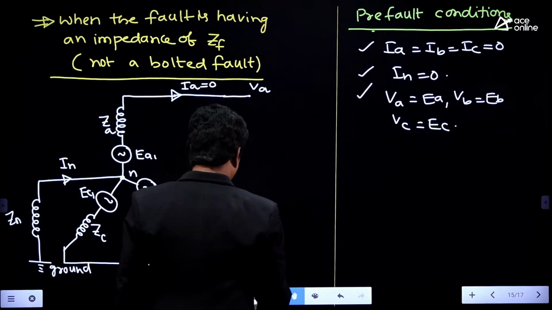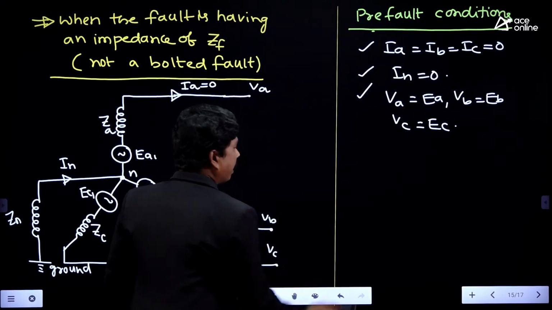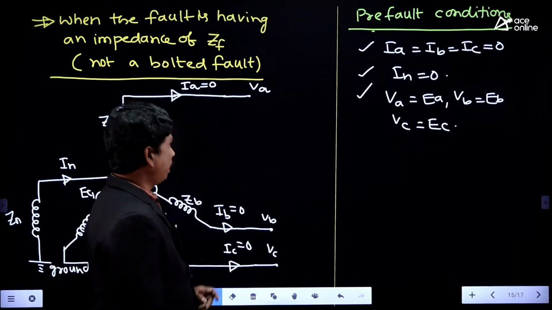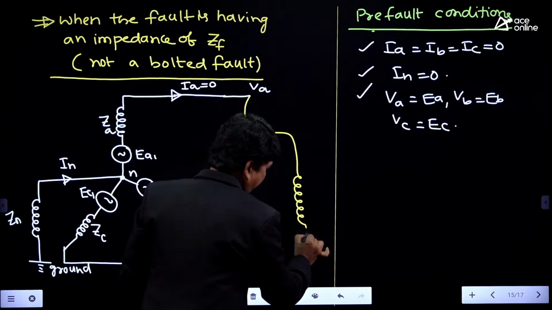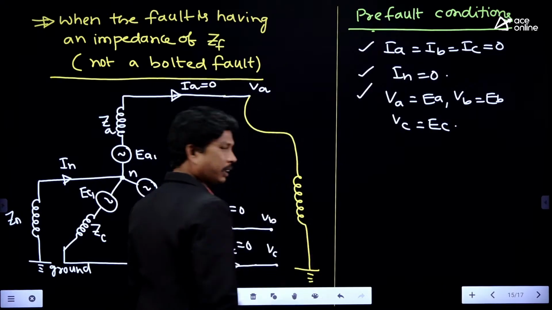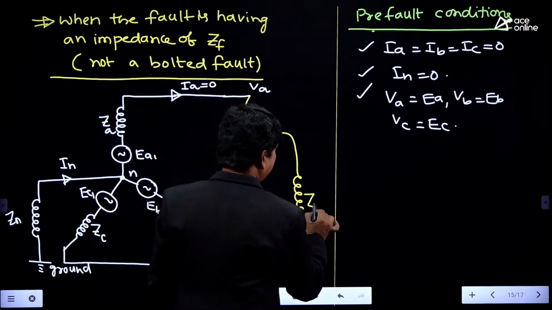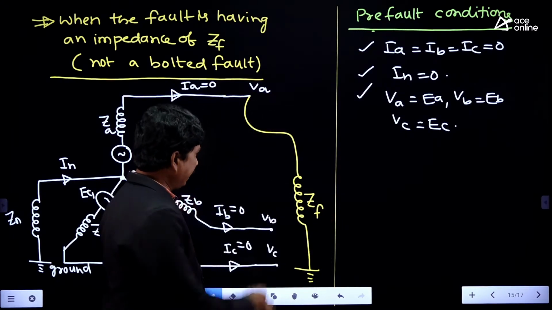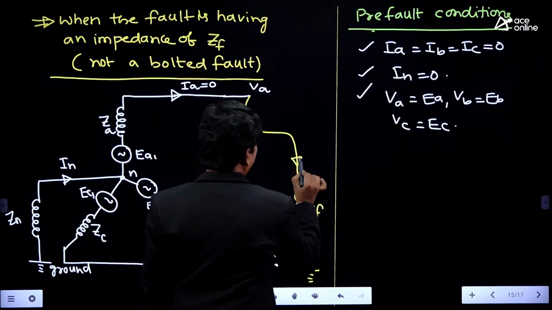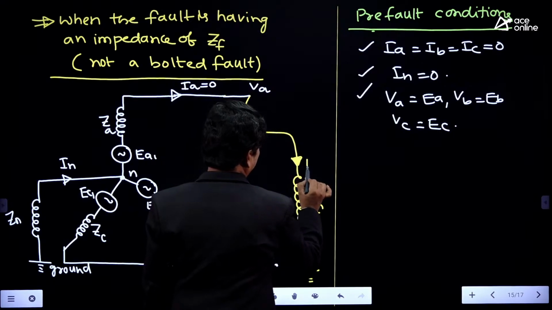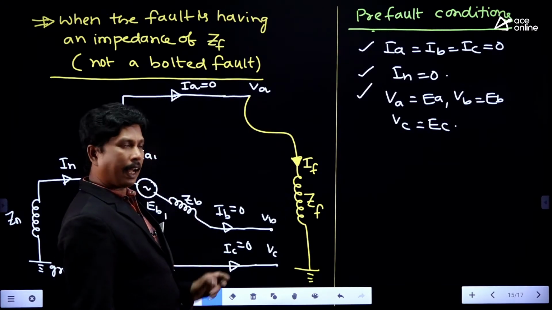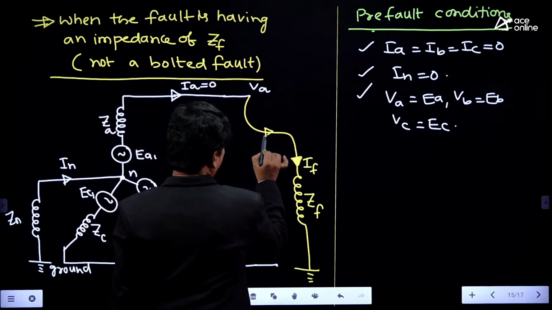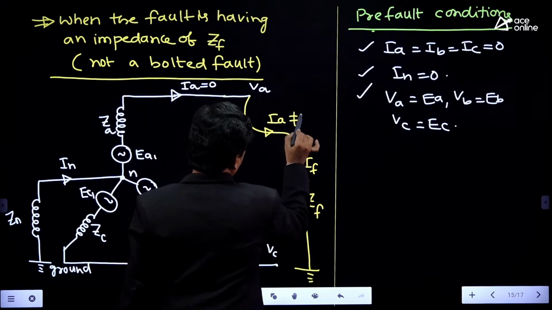And now on this system, we have an unbolted fault between phase A and ground. This is having a fault impedance of ZF, and in this path the fault current is moving. This is the direction of the fault current IF. Whenever the fault occurs, IA will not be 0 and it flows in this direction. This is IA, which is not equal to 0.